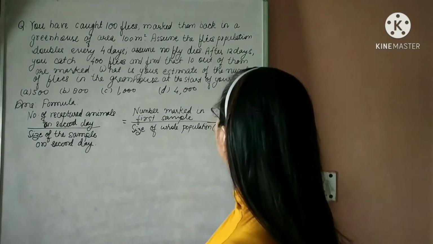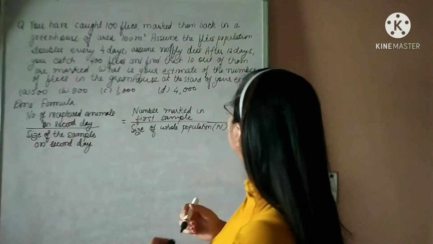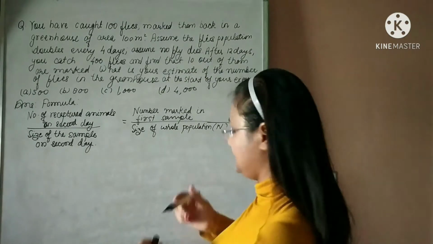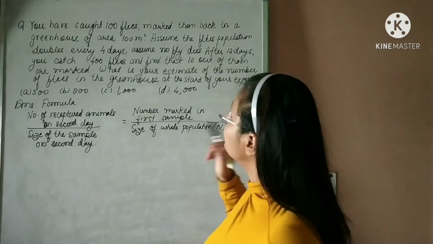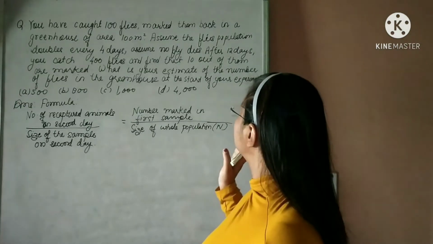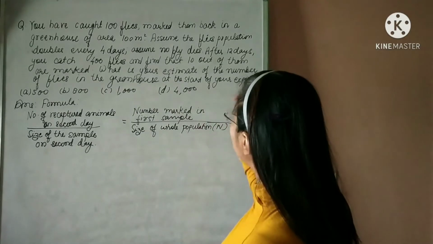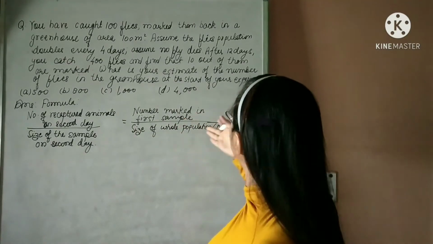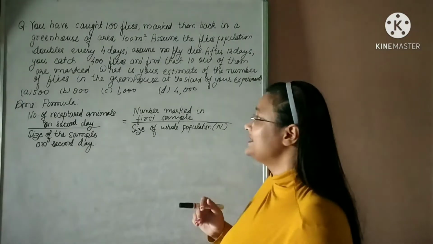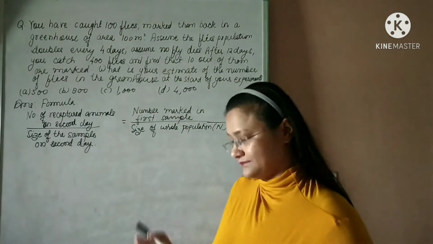Assume no fly dies. After 12 days, you catch 400 flies and found that 10 out of them are marked. What is your estimate of the number of flies in the greenhouse at the start of your experiment? The options were: 500, 800, 1000 and 4000.